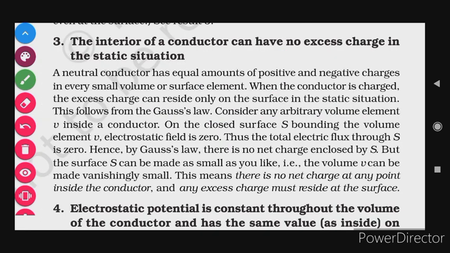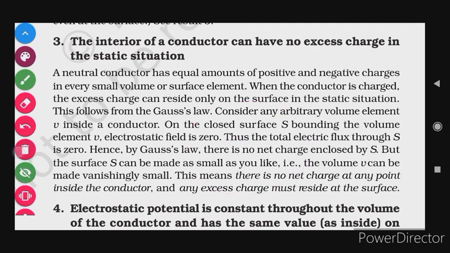Now the third point: the interior of a conductor can have no excess charge in the static situation. If there is a conductor and it has charge, then all the charges will reside on the surface of the conductor, and there will be no charge in the interior of the conductor. A neutral conductor has equal amounts of positive and negative charges in every small volume or surface element. Suppose first we take the case of a neutral conductor. In it there are so many atoms, and in a small volume there will be a number of atoms, and an atom is electrically neutral. So any small volume of the conductor will have an equal amount of positive and negative charge.